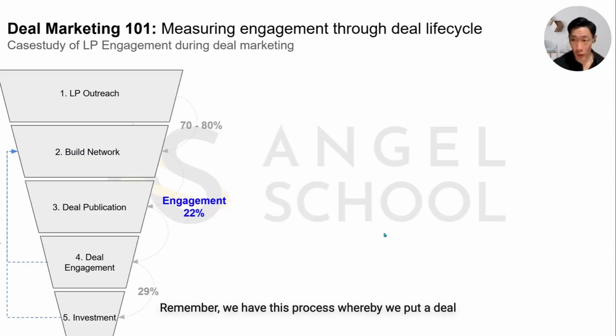Remember, we have this process whereby we put a deal in front of investors 3 times to maximize interest. And as you do this, the engagement builds, right? You acquire new investors who look at the deal each time. In this particular case study, I'm going to show you what our engagement numbers look like through the life cycle.